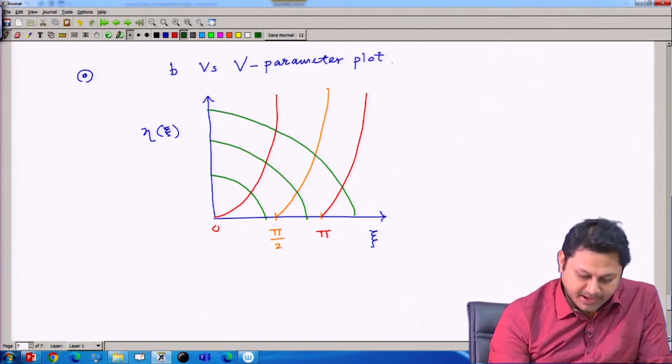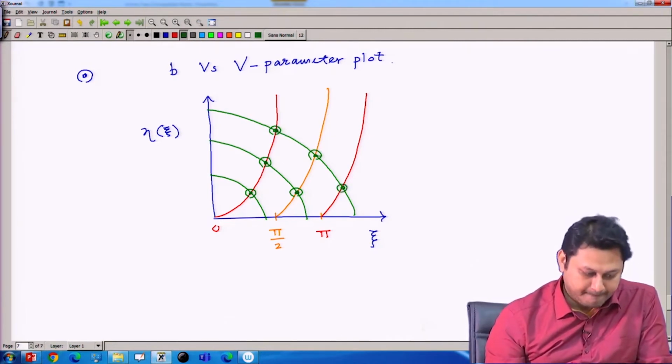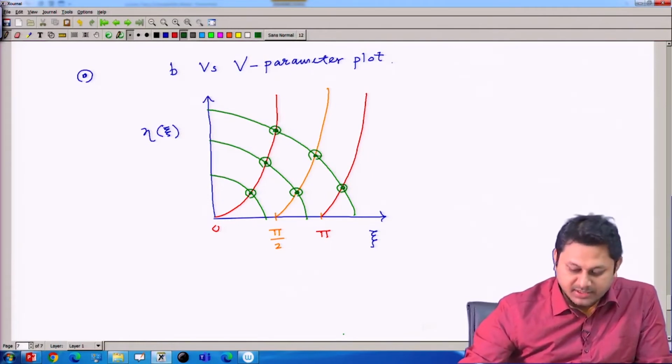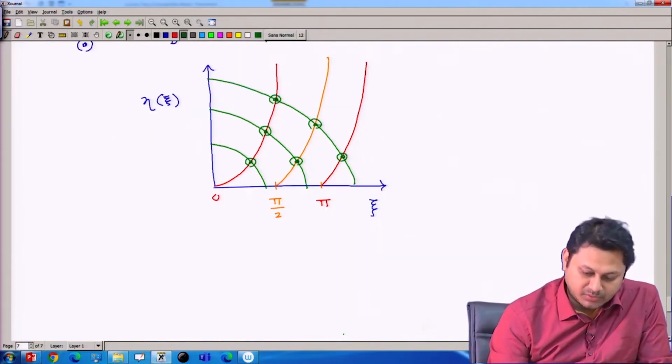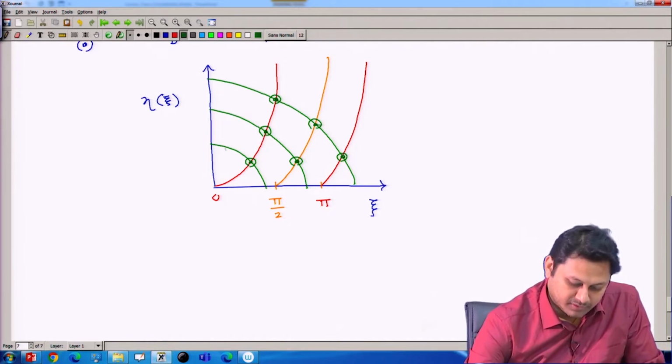And every time I have a solution here, one solution, again I have a solution here, again I have a solution here, like this, 3 solutions, and so on. So, with increasing V, what eventually we do along this direction is we basically increase the value of V.